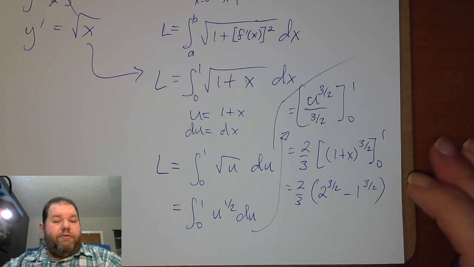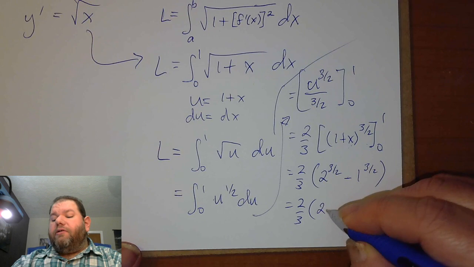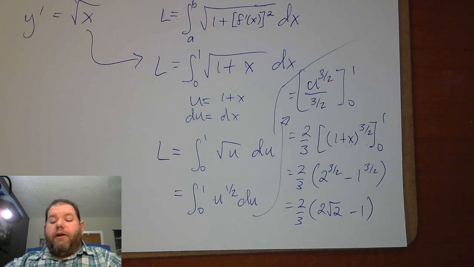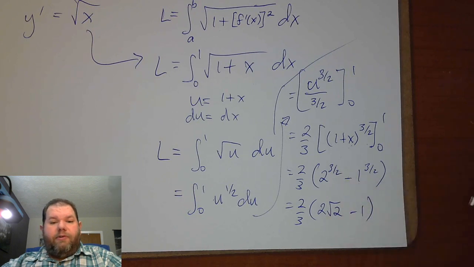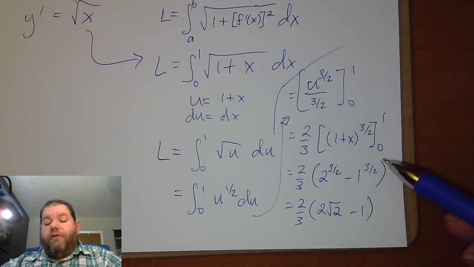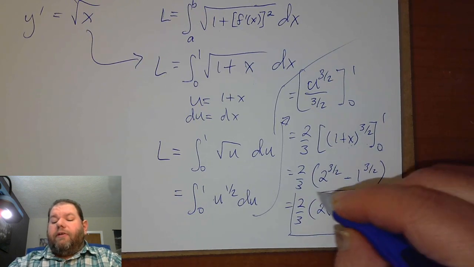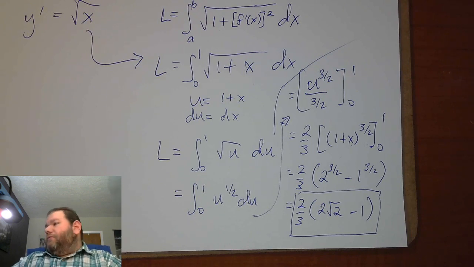From here, we can't really do a whole lot to simplify this. We could write it like this if we like, or we could approximate it, but this is actually fine here. 2 to the 3/2 is the same as 2 root 2, and then 1 to the 3/2 is just 1. So I think that's the acceptable answer here. But if you wanted to approximate it, that would be fine also. Does that help? Yasmin?